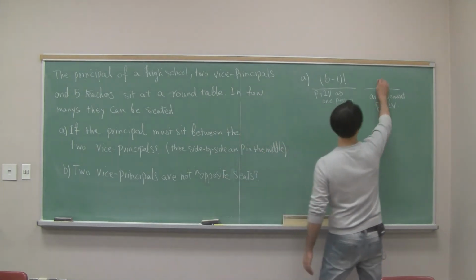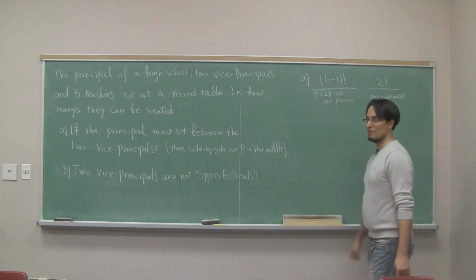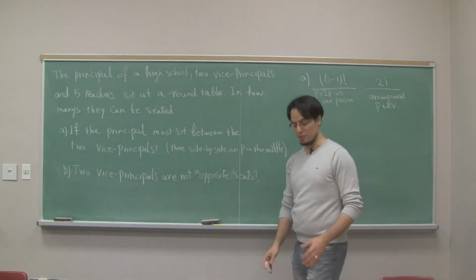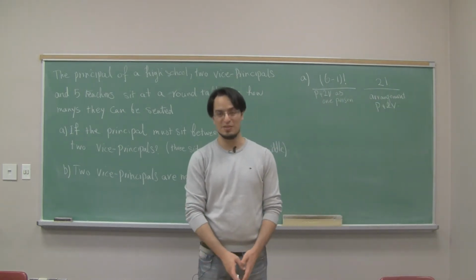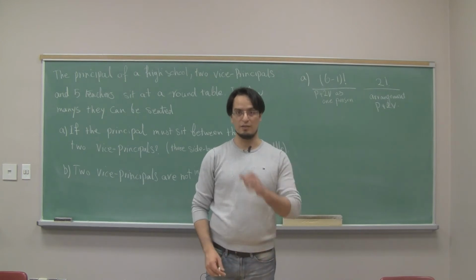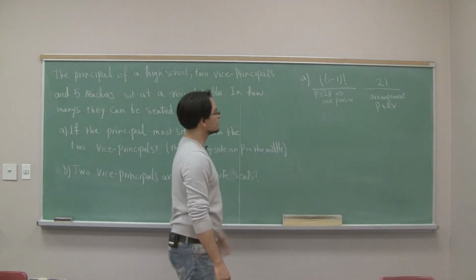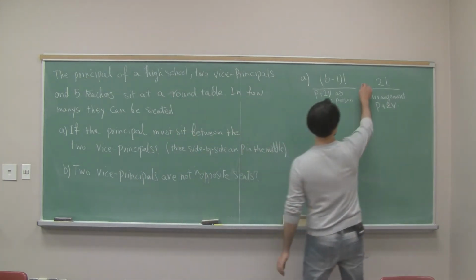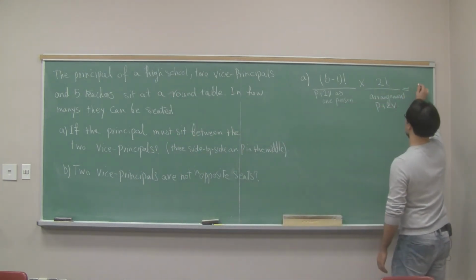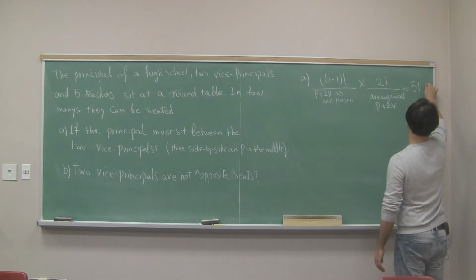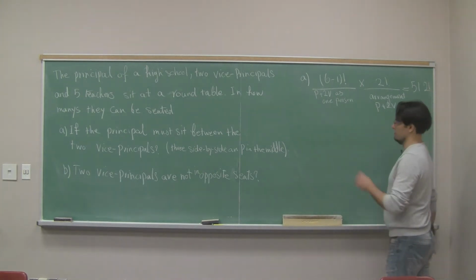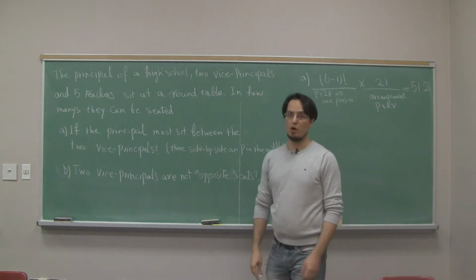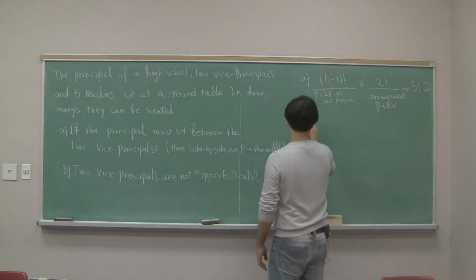This means that we have 2 factorial options to arrange these 3 when they're together. Then by the fundamental counting principle, we have to multiply these 2, and what we get is 5 factorial times 2. That's part A. How about part B?